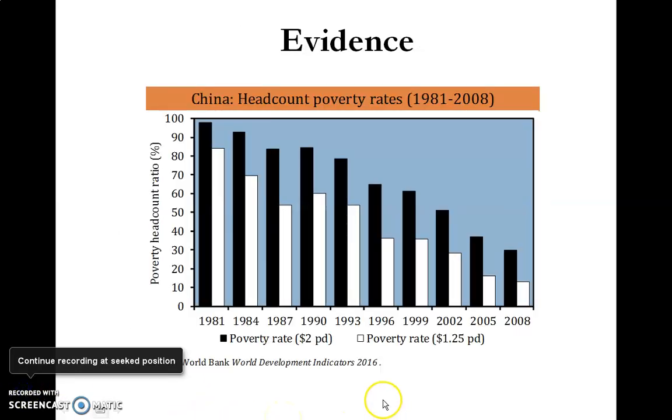So looking at China, one of the largest economies in the world, if we look at one specific measure of poverty, the headcount poverty rate, over almost 40 years from 1981 to 2008, you can see that irrespective of the poverty line used, $2 per day or $1.25 per day, the headcount poverty rate has definitely decreased over time.